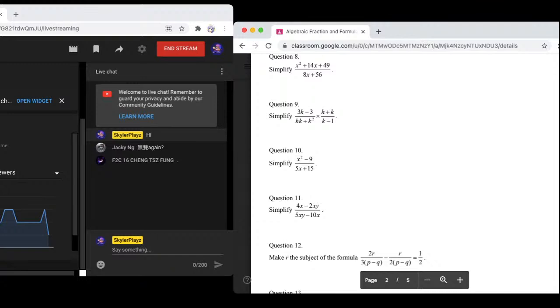Question 30, x squared minus 9, and then 5x plus 15. So x plus 3, x minus 3, 5 times x plus 3. Cancel out x plus 3. x minus 3 divided by 5. That's our answer.